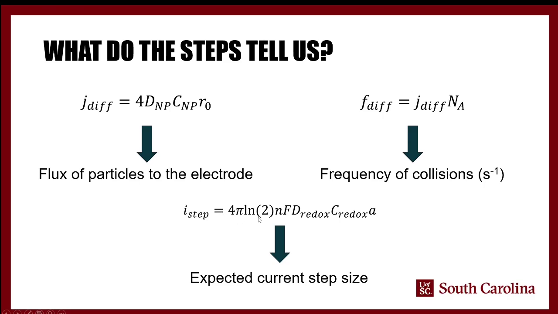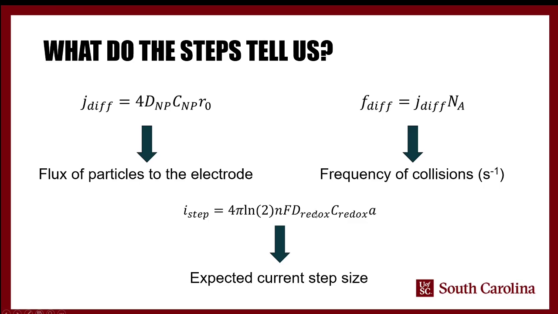In this case, it's 4 pi times the natural log of 2 times n, which is the number of electrons in the reaction, times F, Faraday's constant, the diffusion coefficient of the redox material, in this case the tripropylamine, and the concentration of the redox material, again the tripropylamine. And now this A is the radius of the nanoparticle itself, because that is effectively a measure of the active surface area.